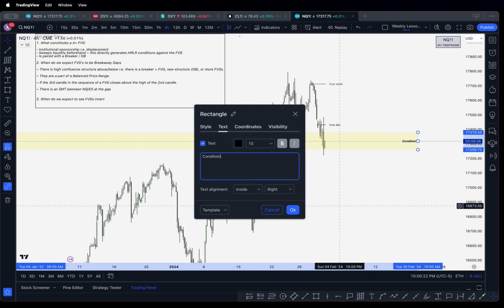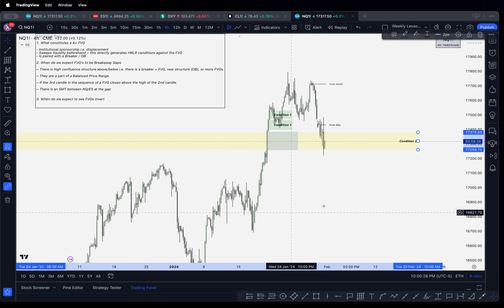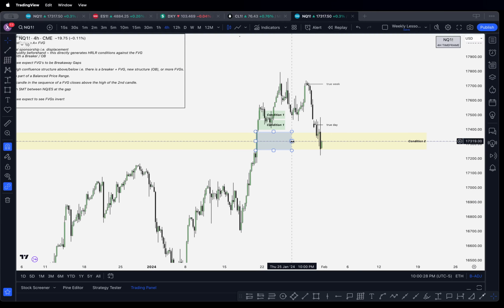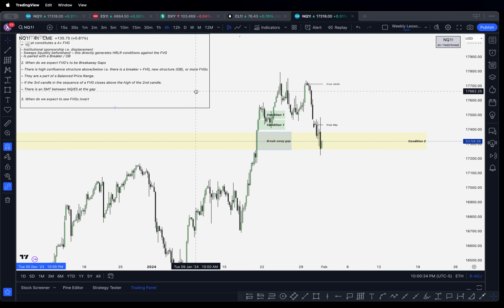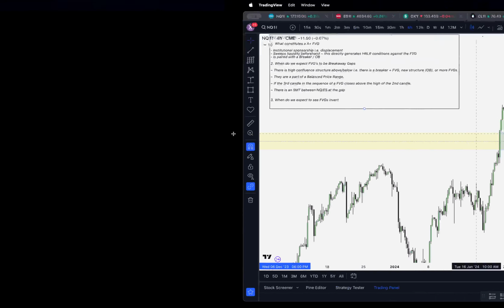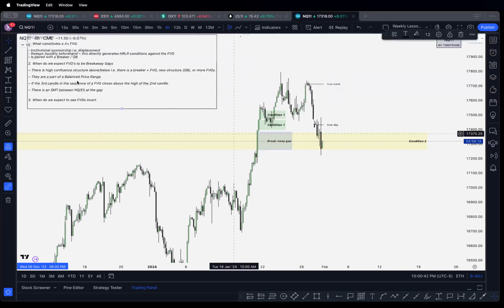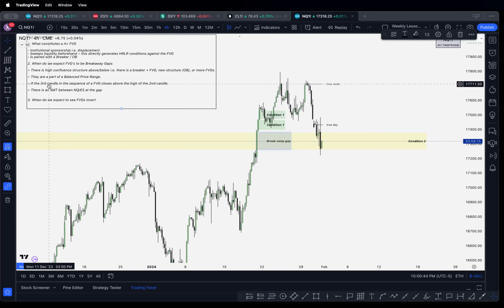Now, who else has been super quiet? Okay, can I spell? Okay, condition 2, condition 1. This is our breakaway gap. All right, what is condition 3? Who's in the call? Gomez. Condition 3. I can read it, but I did come in late.